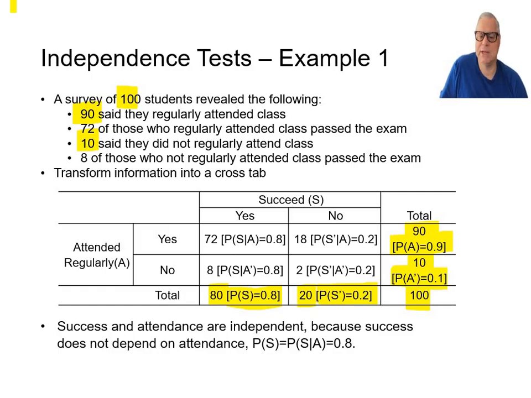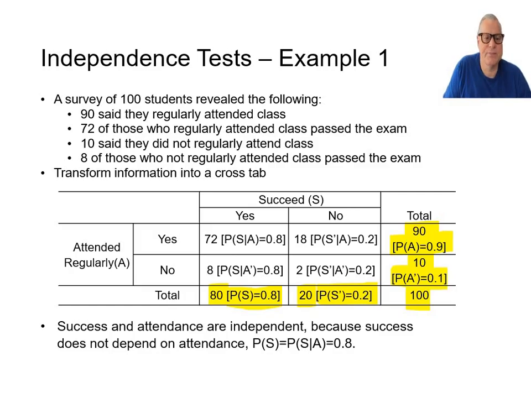The probability that someone attends regularly is 90%. And the probability that a randomly selected person from the population does not regularly attend is 10%. So those are overall probabilities. Those are not conditional probabilities. The conditional probabilities are now those inner cells. So now we want to know, maybe let's give it a different color, what's the probability that among the 90 people who regularly attend, how many of those pass?